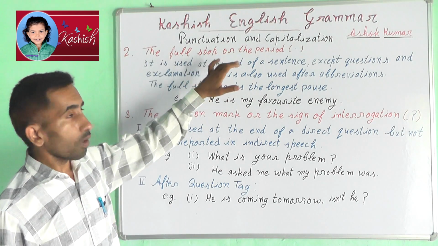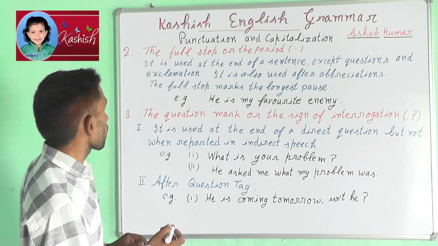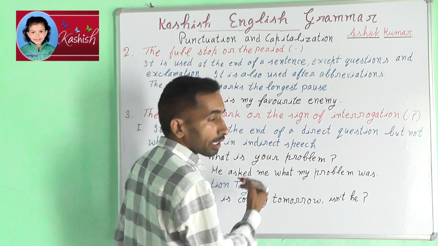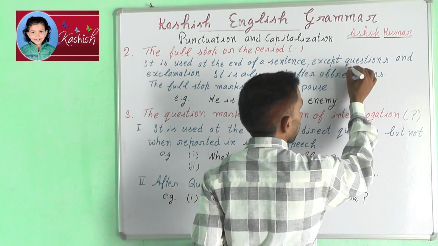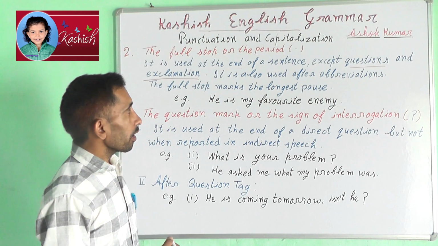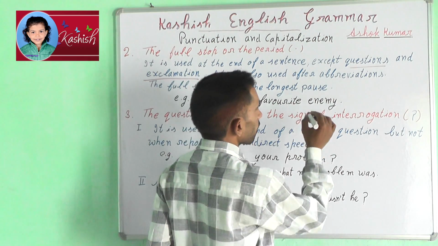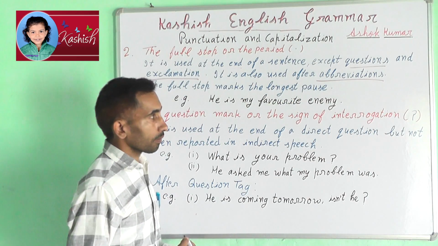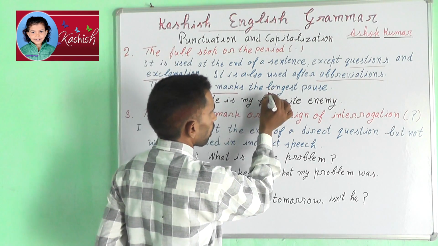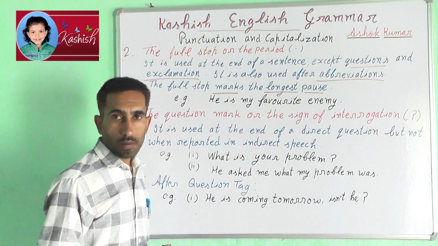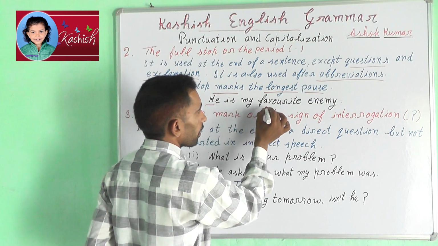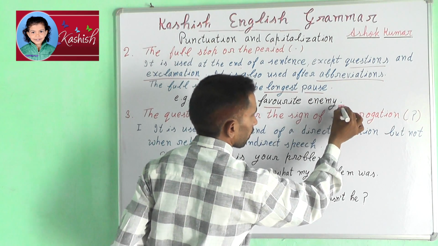The full stop or the period. It is used at the end of a sentence except questions and exclamations. It is also used after abbreviations. The full stop marks the longest pause. For example, he is my favorite enemy.